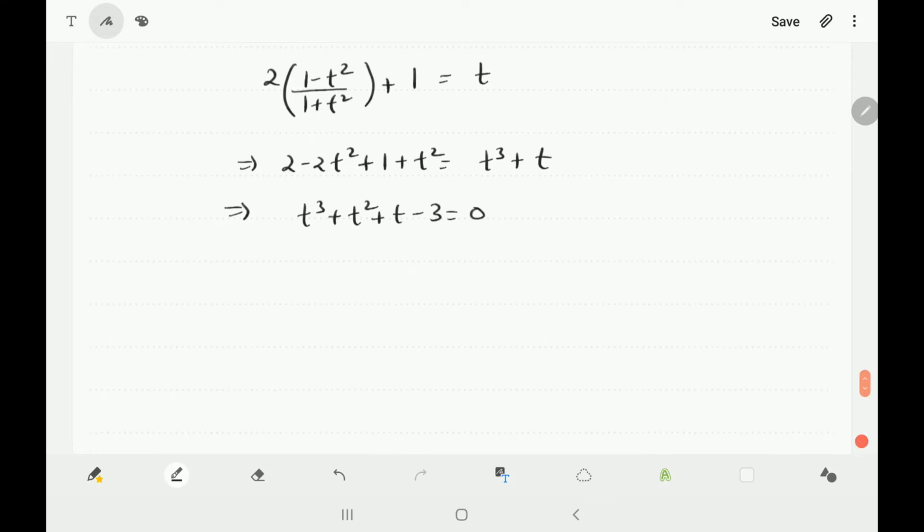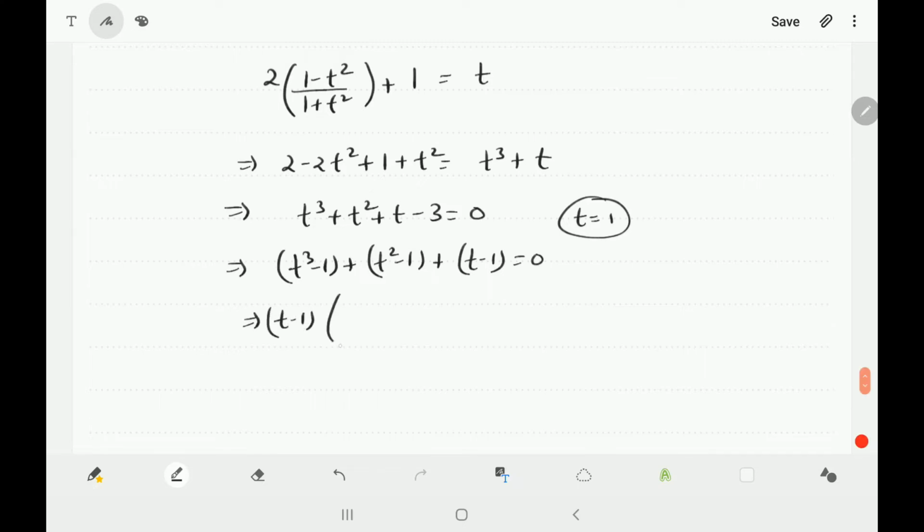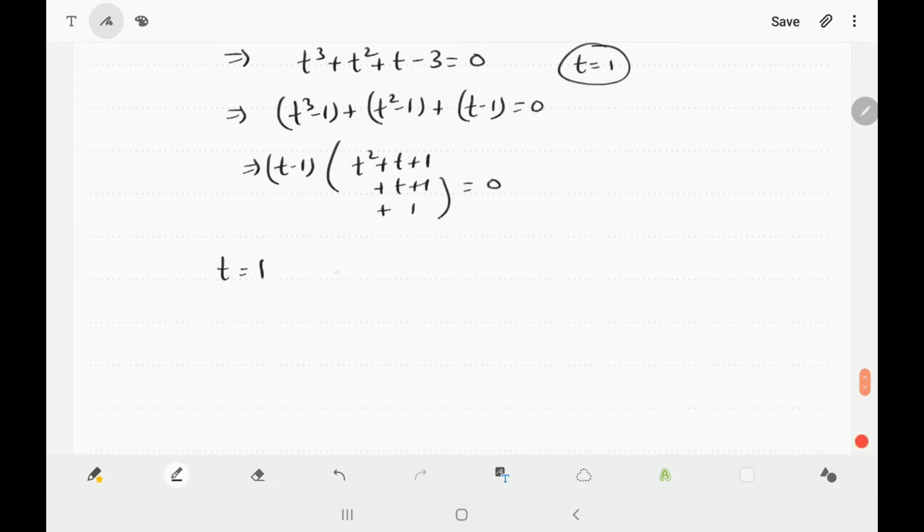Okay, so obviously you can see it clearly here that t is equal to 1 is the root of this particular equation. So we'll simplify by taking the common factor t minus 1. For that we'll first write this as t cube minus 1 plus t square minus 1 plus t minus 1. I hope you are clear on this. I have broken this 3 into 1, 1, 1. Now we can take t minus 1 common. You are left with t square plus t plus 1 in the first term, t plus 1 in the second term, plus 1 in the third term. So you have either t is equal to 1 or t square plus 2t plus 3 is equal to 0.